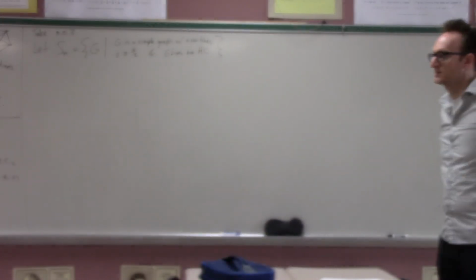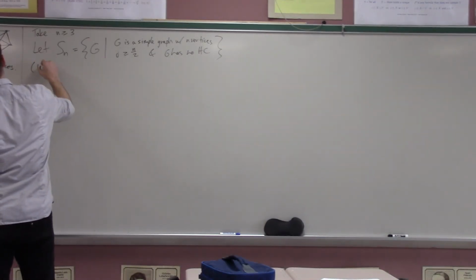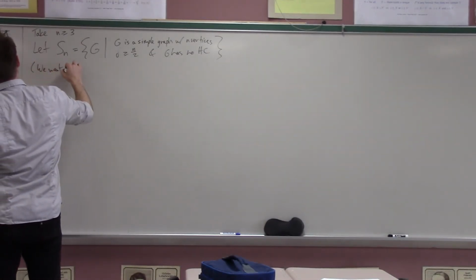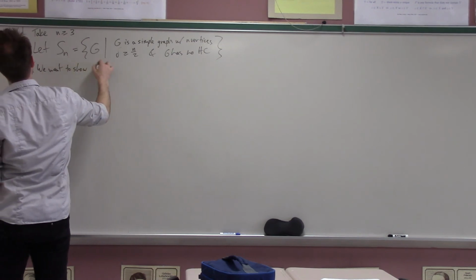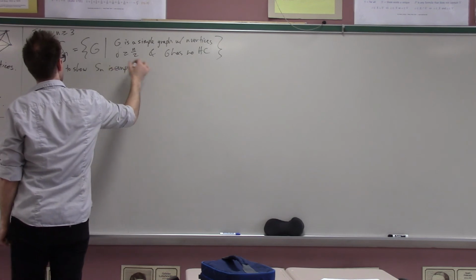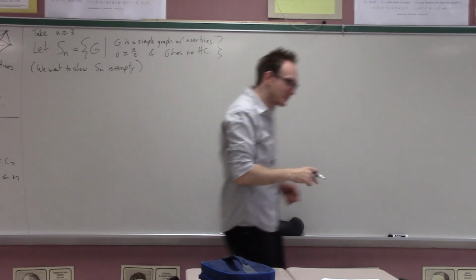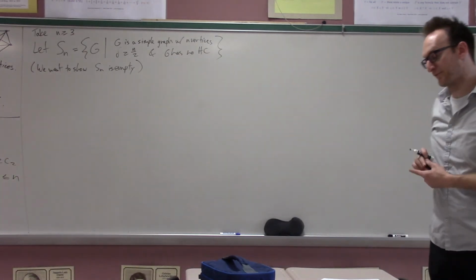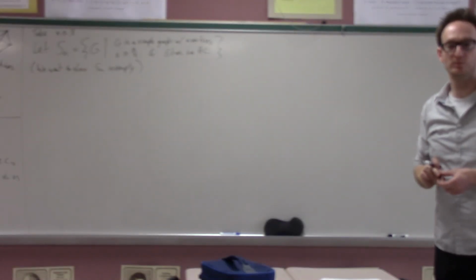Okay, what would we like to show about this set? That it's empty, right? So, in parentheses, we want to show that S sub n is empty. If we can show it's empty, then it's simply impossible for a particular n to meet this condition and also to have no Hamiltonian cycle. Cool? Okay.